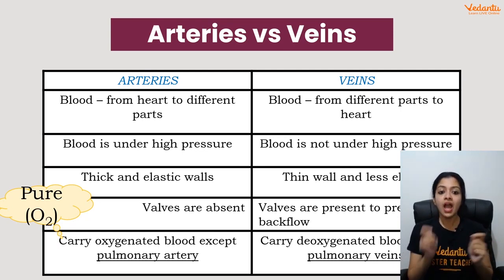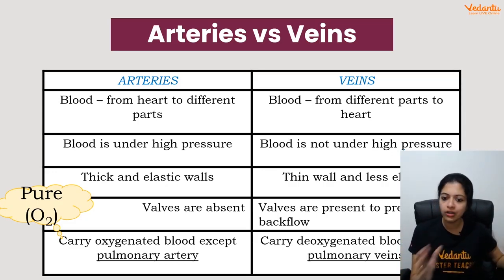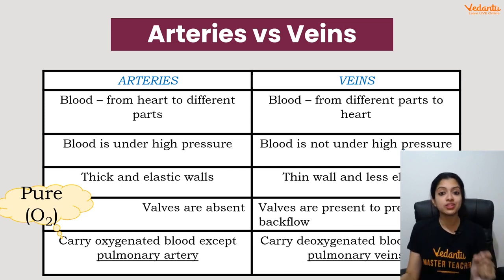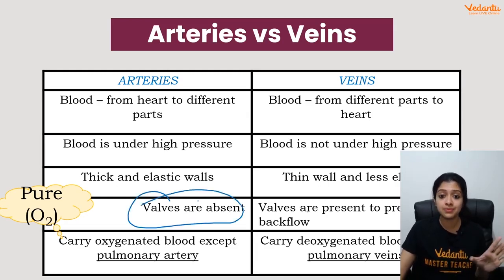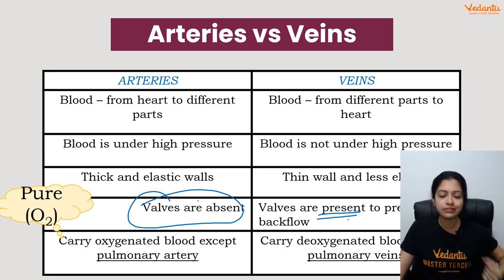Now, arteries versus veins. The major difference, you could take a screenshot of this and keep it in handy. The major difference between these two. Remember, one is carrying blood away from the heart, the other one is carrying blood towards the heart. And about the pressure with which they pump blood and all of that is mentioned here. One major thing you need to note here is that in arteries, valves would be absent. Valves are absent. But in veins, valves are present to prevent backflow of blood.